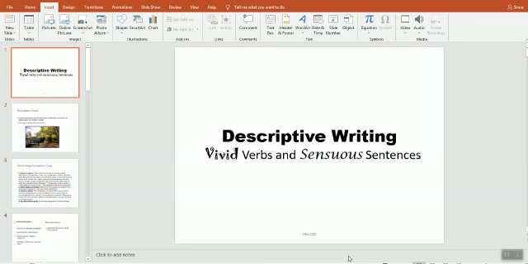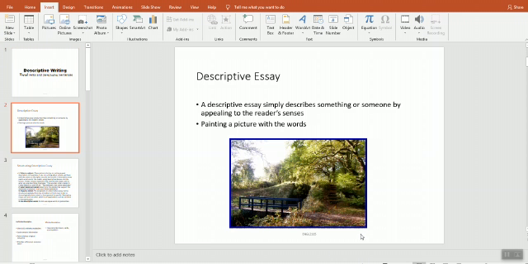In this lecture, we are going to discuss the topic of descriptive writing or descriptive essays. The hallmark, or the most prominent features, of descriptive writing are vivid verbs and sensuous language. Vivid means very clear, and sensuous means the words which are appealing to your five senses.